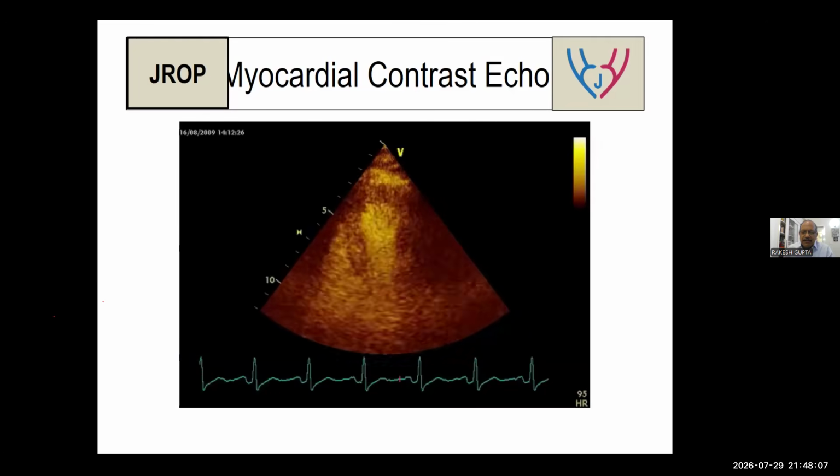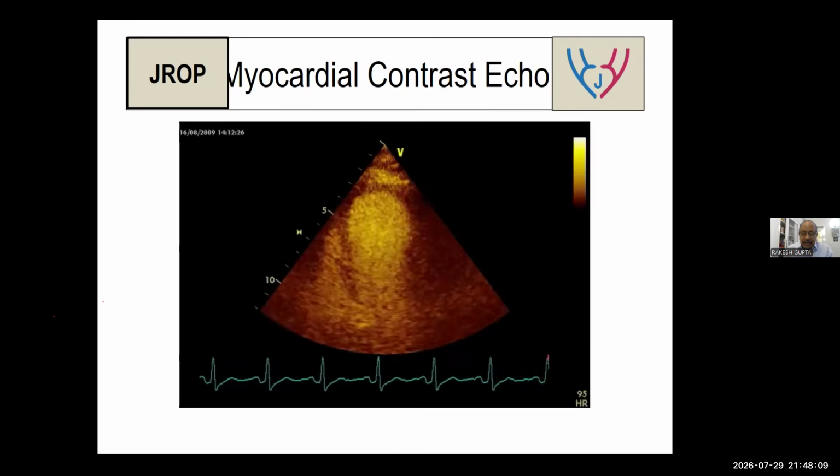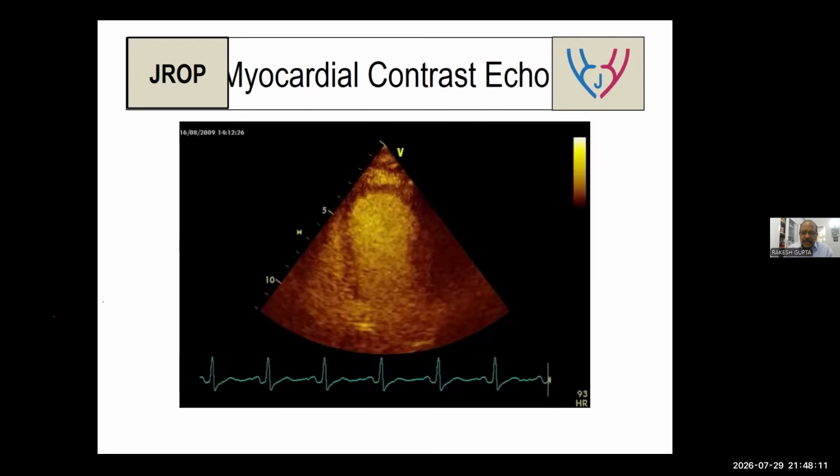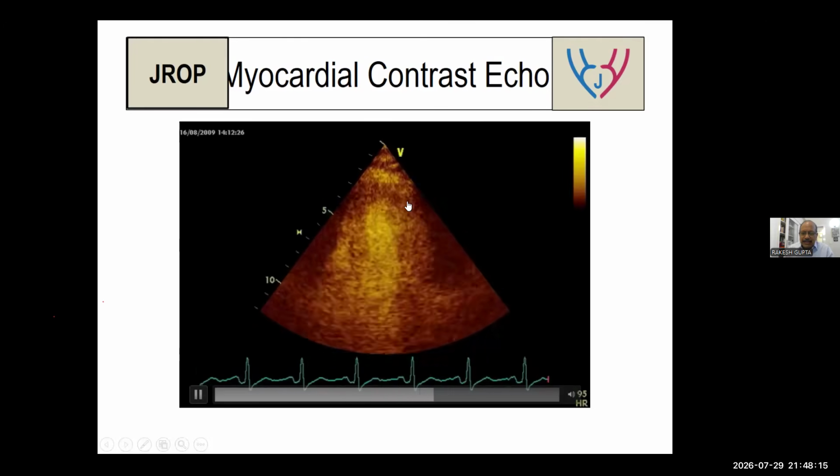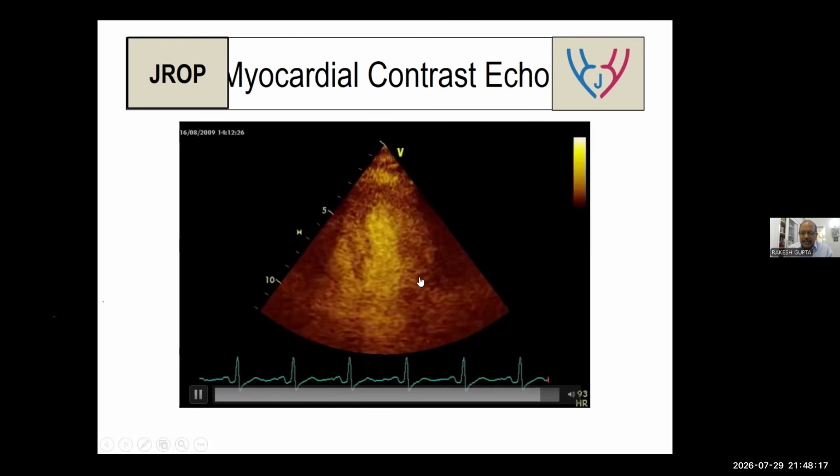This is myocardial contrast agent. Size less than 6 micron, injected in the right hand side of the arm. It bypasses the lungs and comes and opacifies the LV cavity.